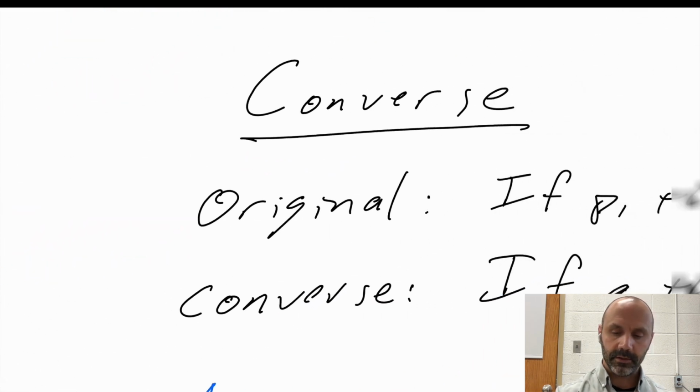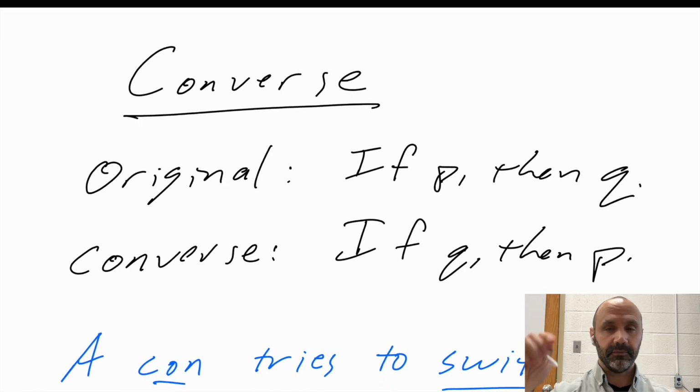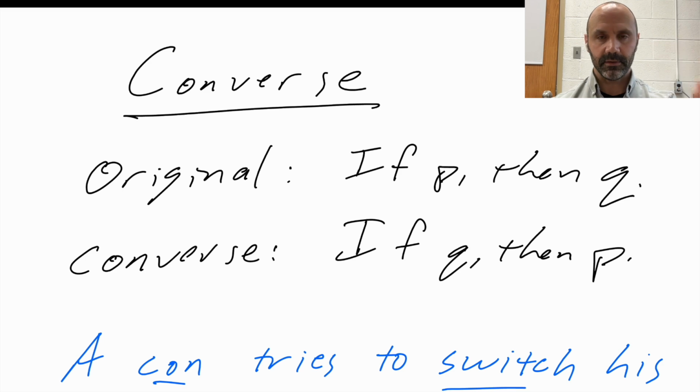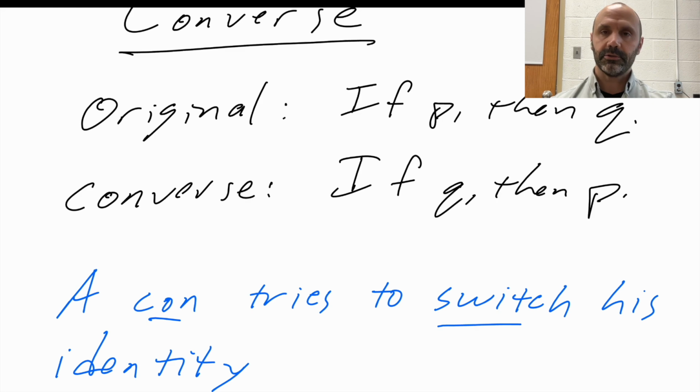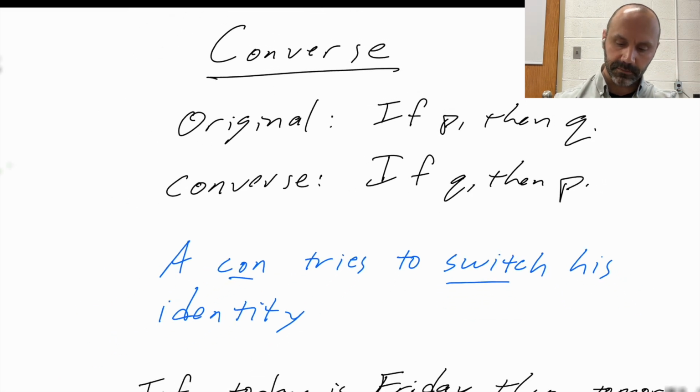Okay. Another idea here is that we can switch. If the original statement is in the form if P then Q, the converse of the conditional is if Q then P, where we switch the propositions. We switch the hypothesis and the conclusion. Here's how I remember this, and I still think this when I have to deal with this: that a con artist tries to switch his identity. There are going to be some other things like inverse and contrapositive. We don't have to go into that now, but just so you know, there are others. So you're going to want to remember that a converse is when we switch the hypothesis and the conclusion.